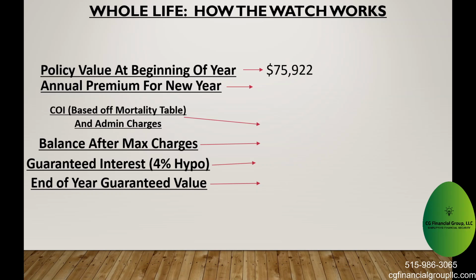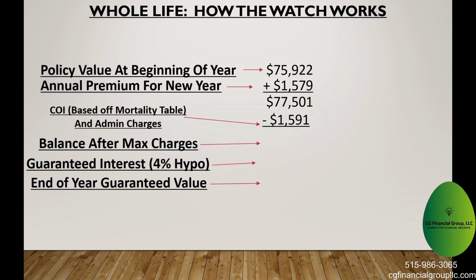So let's go into the real case study here. $75,922 at the beginning of the year. Well, the client pays their premium, right? So that means that the actual on the guaranteed ledger at the beginning of the year, it would show a value of $77,501.